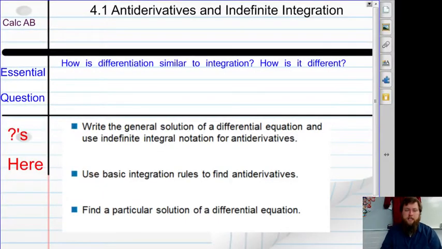Welcome, Calculus AB. This is 4.1, Antiderivatives and Indefinite Integration. The essential question is, how is differentiation similar to integration, and how is it different?